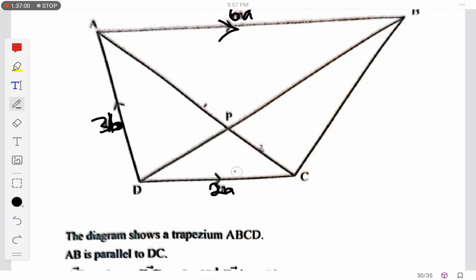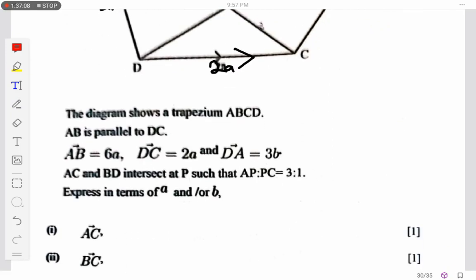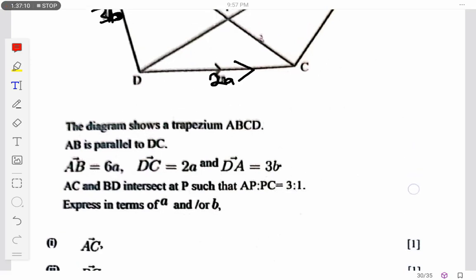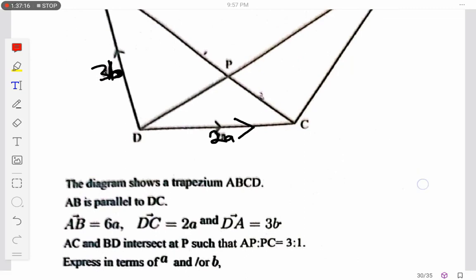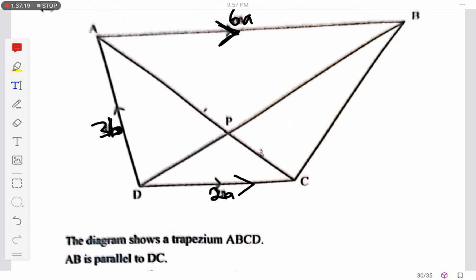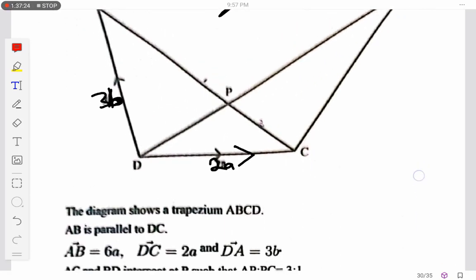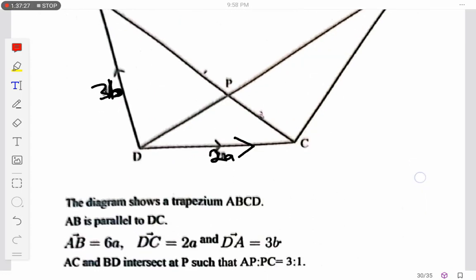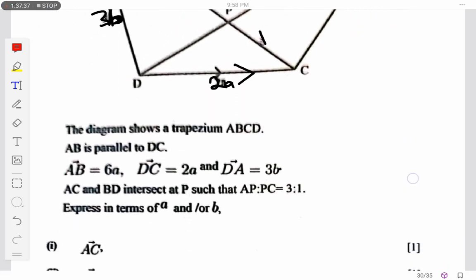Okay, so let me just do this. These are parallel to each other. AB is 6a, DC is 2a, DA is 3b. Then the ratio of AP to PC is 3 to 1. So what it means is that this is taking 3 and this is taking 1 there, and the total will be 4. Okay, let's answer the questions.